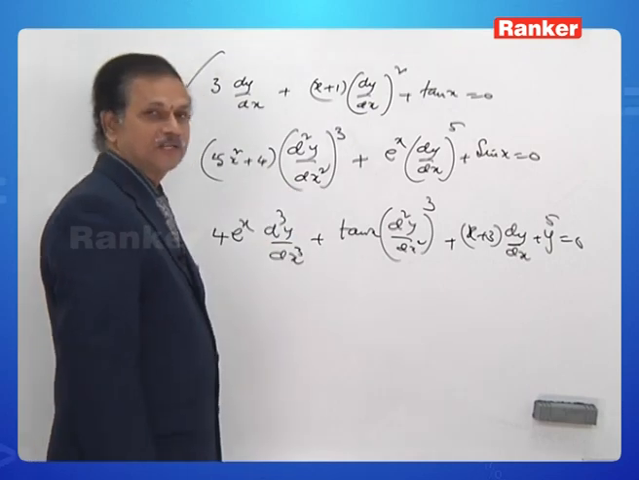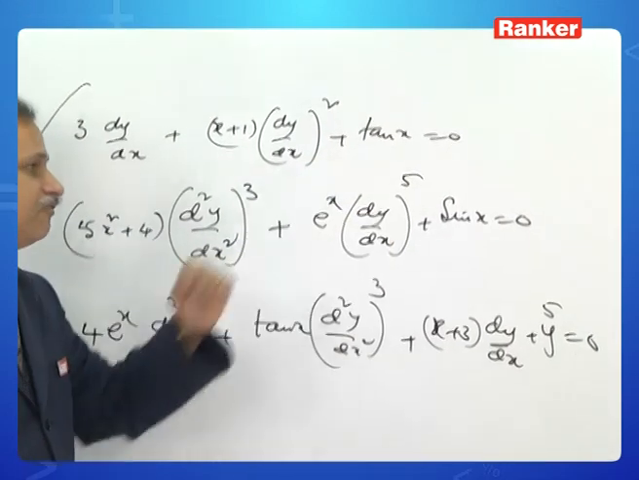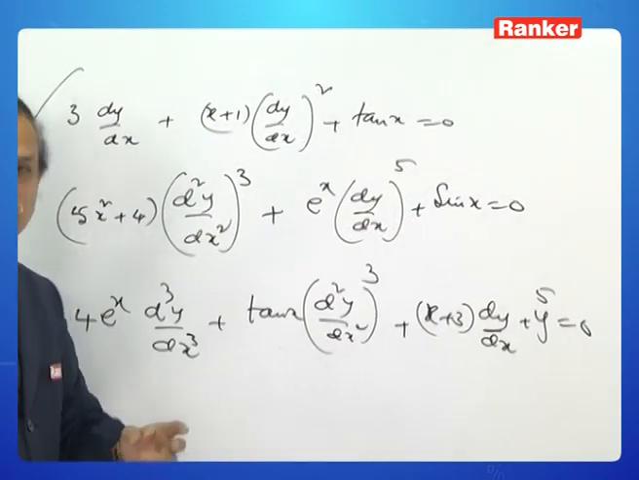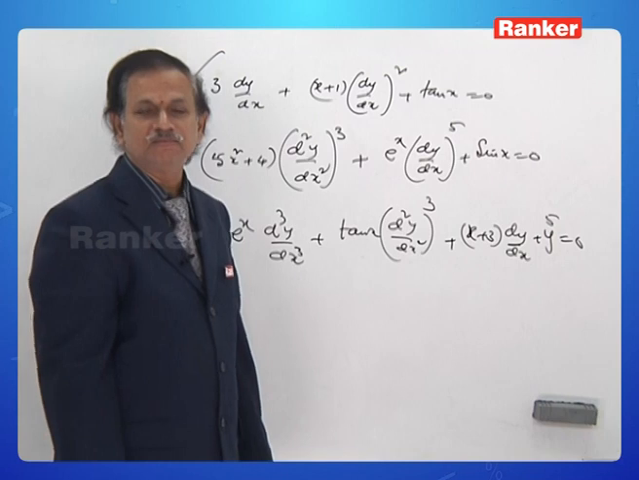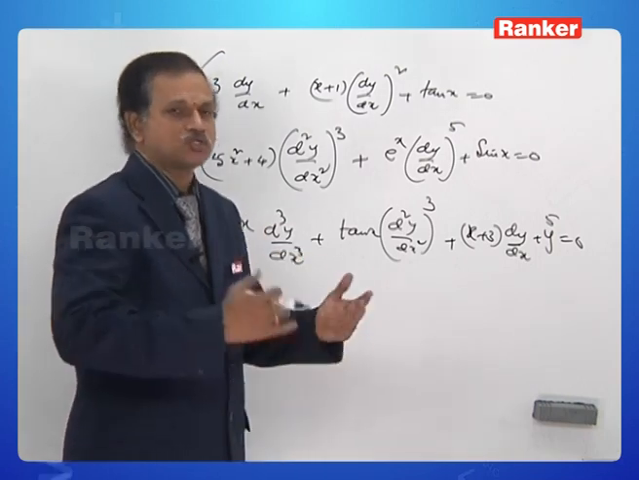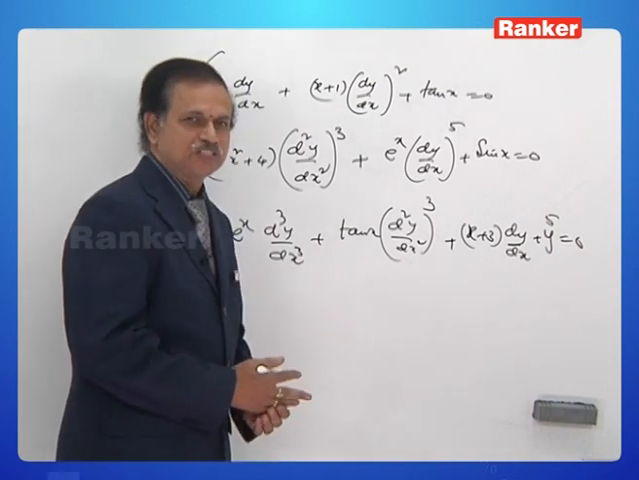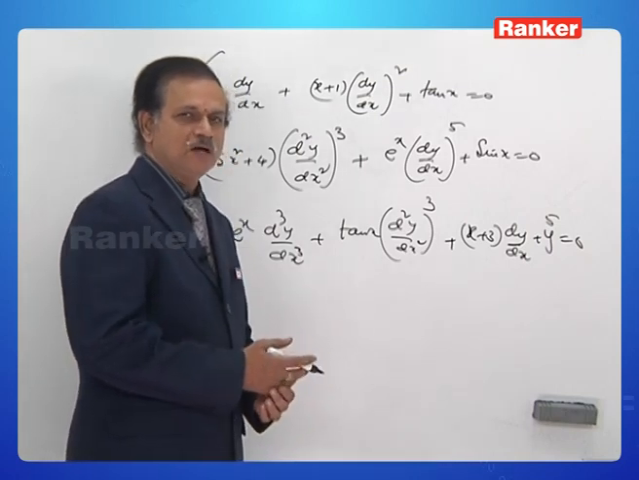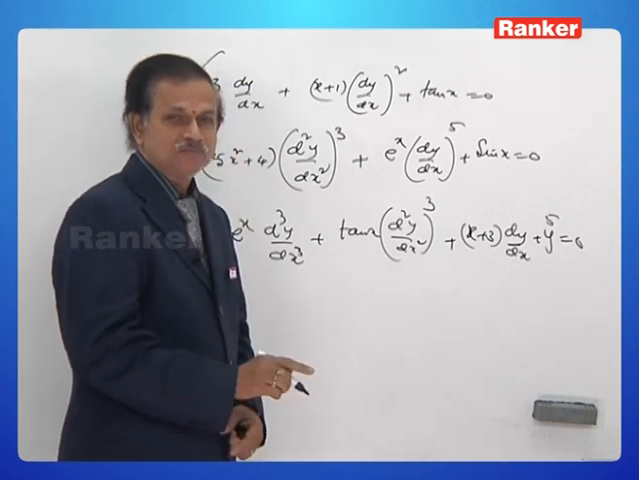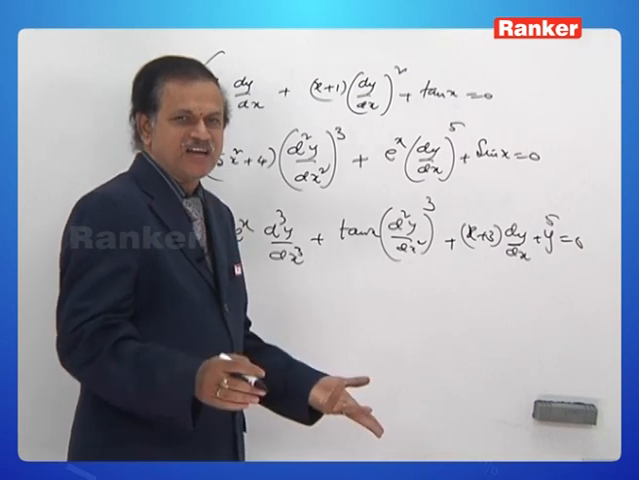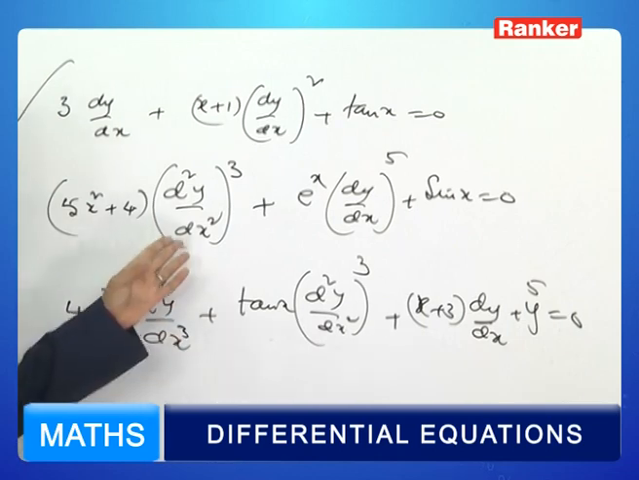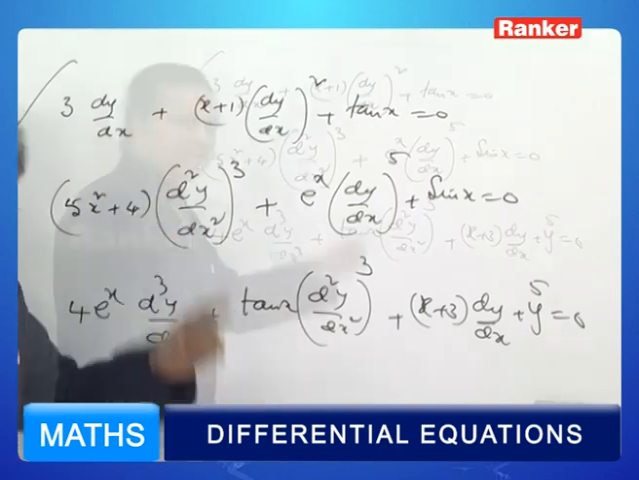Look here. Here the largest exponent is 5, but here it is 3. What do you say? What is the degree of this equation? Is it 3 or 5? You are supposed to note the largest exponent present on the largest order derivative. Your eyes must look for the largest order derivative only. This is the largest order derivative. So this is of third degree.